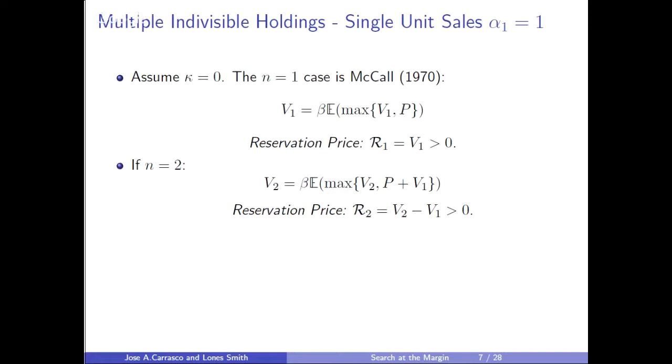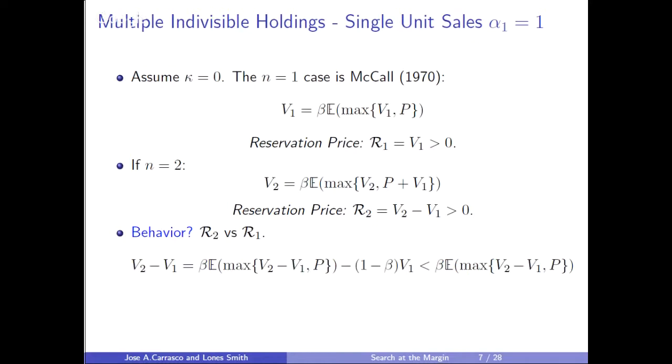So then the question, remember, is what about behavior? We want to understand behavior. So the question we might ask is, does the seller offer a discount? Does he charge a premium? What house is more expensive, the first one or the second one? Right? And to answer that question, we need to compare these two reservation prices. The reservation price to sell the first house and the reservation price to sell the second house. Right? And we do that.